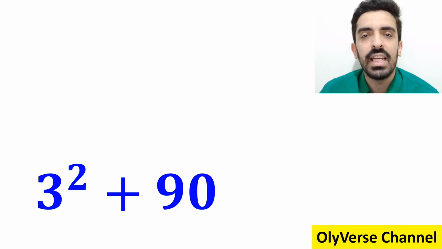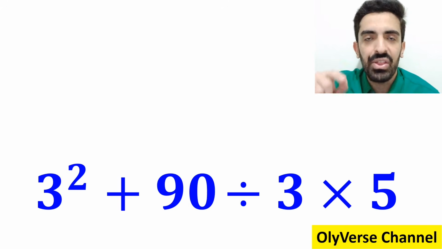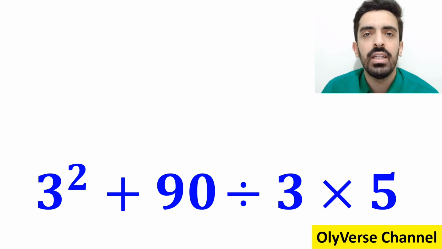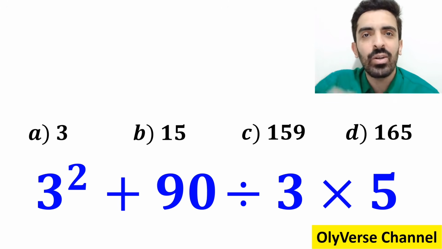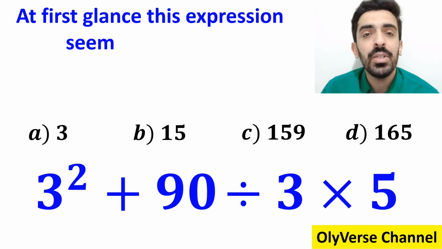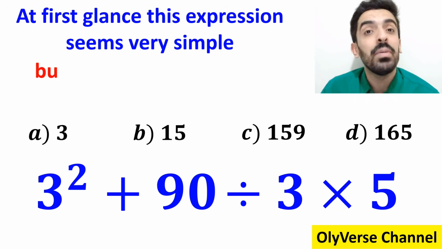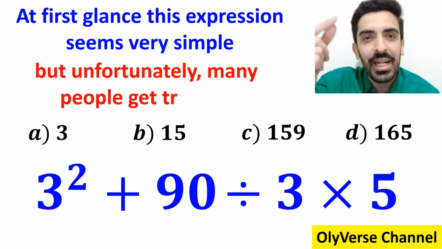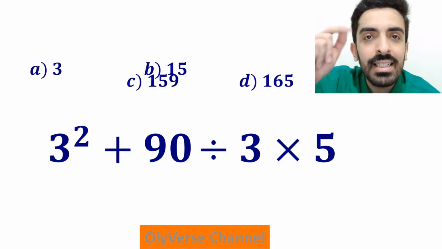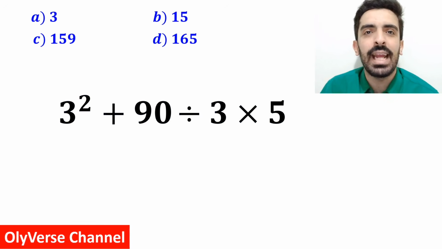What is the value of the expression 3 squared plus 90 divided by 3 multiplied by 5? Which option do you think is the correct answer to this question? At first glance, this expression seems very simple, but unfortunately, many people get tricked. Let's dive in and break it down step by step together.